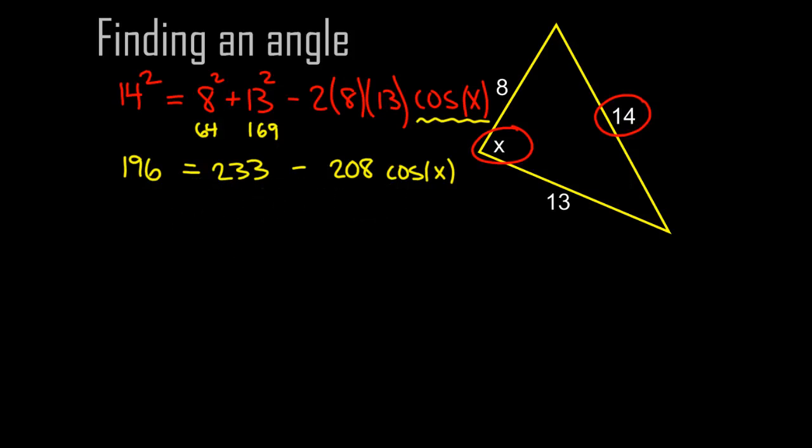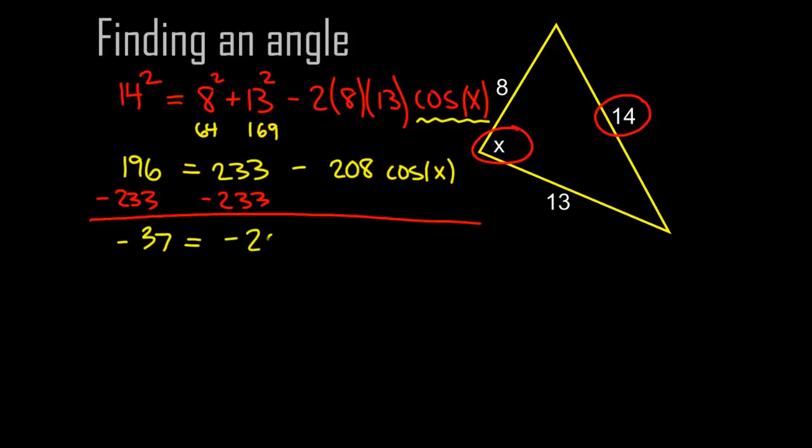So instead, what you have to do is get this 233 over to the other side by subtracting it. So I want to take that 233 away from both sides of the equation. And so when I do that, I'm left with, I believe, negative 37. And that is equal to negative 208 times the cosine of some angle I don't know yet. And again, remember our variable is this part right here. So remember, there's our variable. There's our variable. We're trying to get it all by itself here, and I'm almost there.